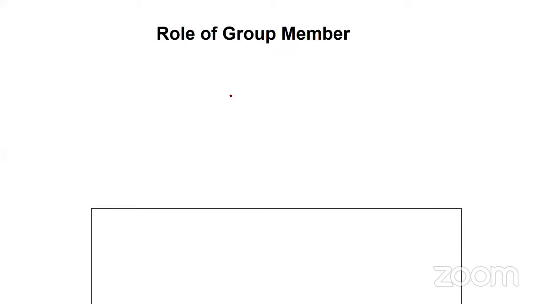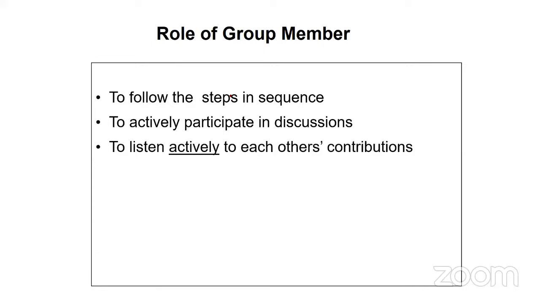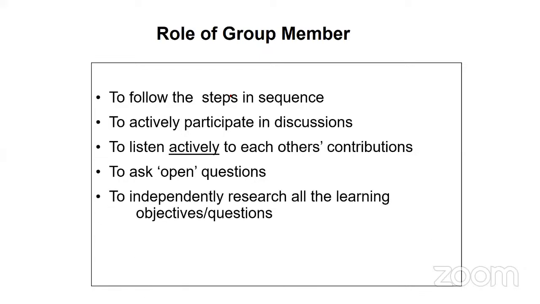Now, what is the role of the group member? Be careful, the chair is also a group member. To follow the steps in sequence, to actively participate in the discussions, to listen actively to each other's contributions, to ask open questions, to independently research all the learning objective questions, to share information with each other. I missed one thing, the role of the scribe. The scribe is also a group member.